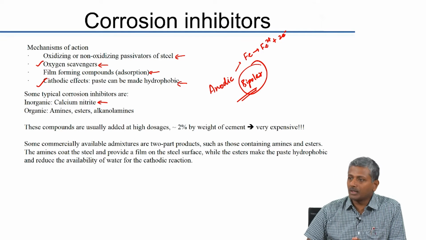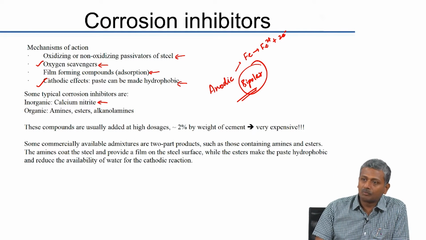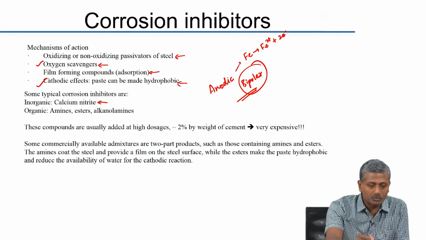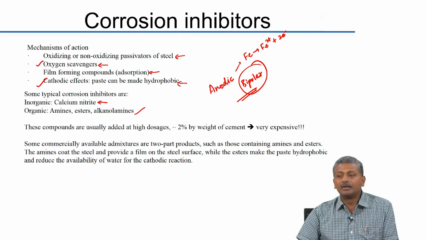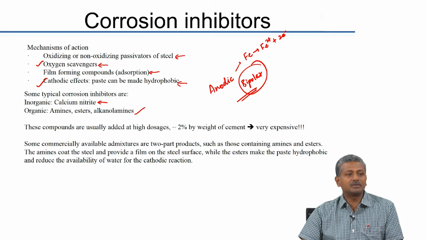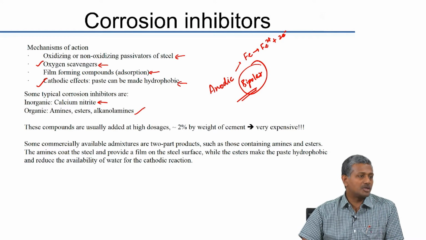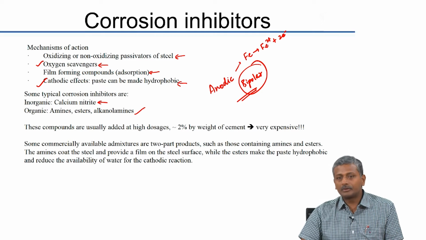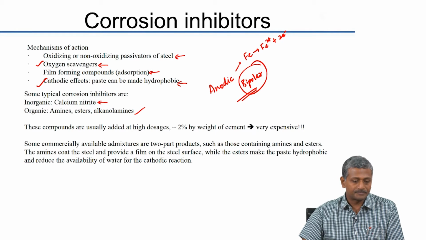So, that means they are active both on the anodic and cathodic sites. That is why the bipolar inhibitors, which are more the organic inhibitors, are a lot more effective than the inorganic inhibitors. But as you can imagine, calcium nitrite is going to be much cheaper than any of the other inhibitors. That is why it is quite popular to be used as a corrosion inhibitor.